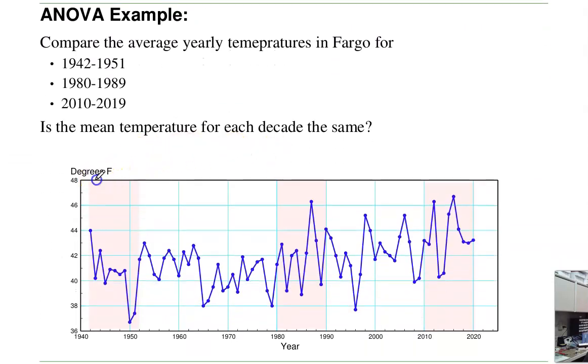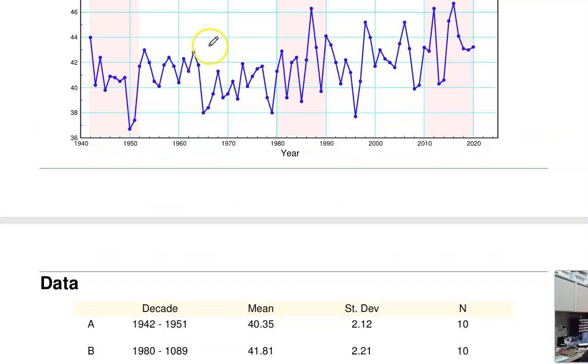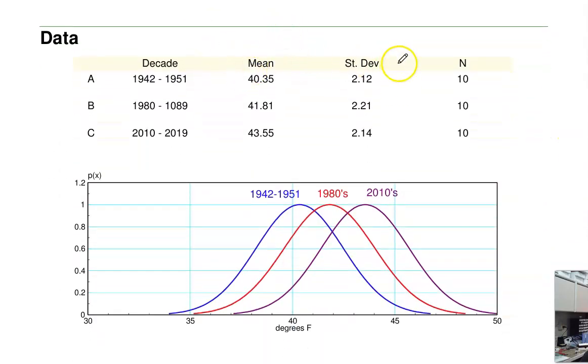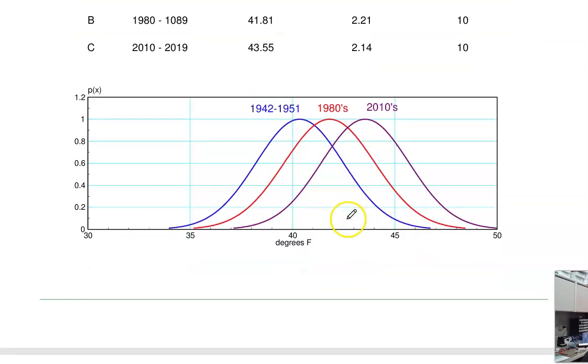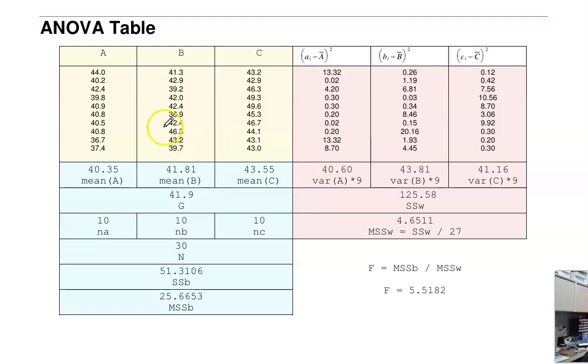Second example, let's compare the 1940s to the 1980s to 2010. Is there a difference in the means? Well, again, you take your data, find the mean, find the standard deviation. So here's the PDF for the 40s, 80s, 2010s. Sure looks like it's getting warmer. Does that show up in analysis of variance? So let's analyze that. Here's a table, a tabular way of doing it.